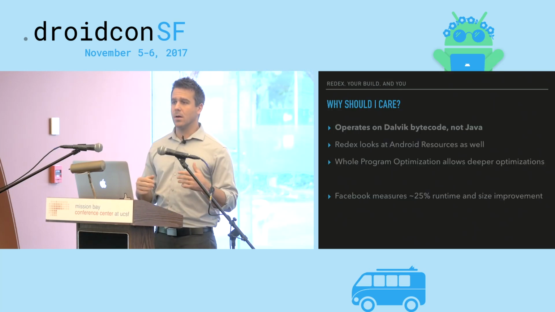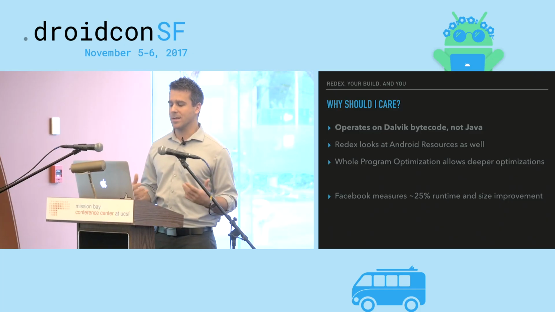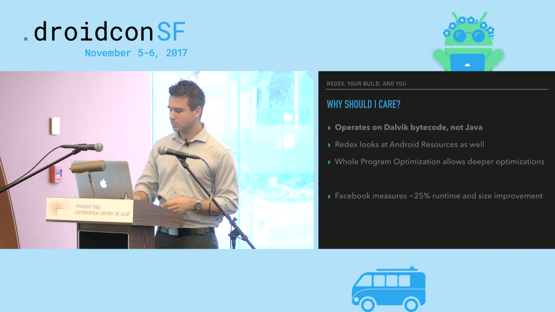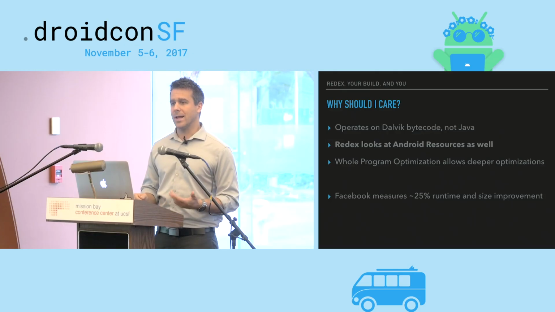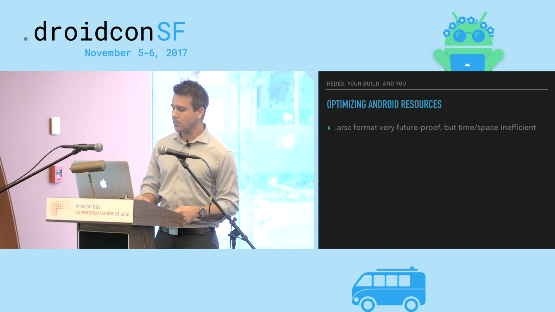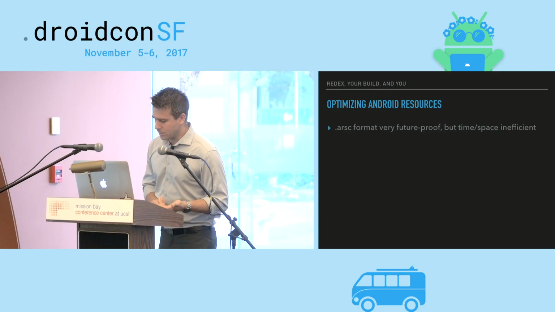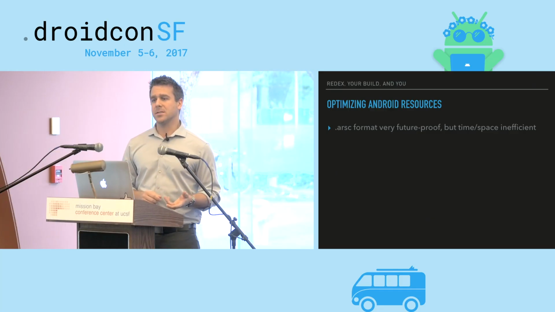So one of the biggest advantages Redex has over ProGuard is that it operates on the Dalvik bytecode directly. Redex also looks at Android resources, and specifically, I mean the ARSC file.